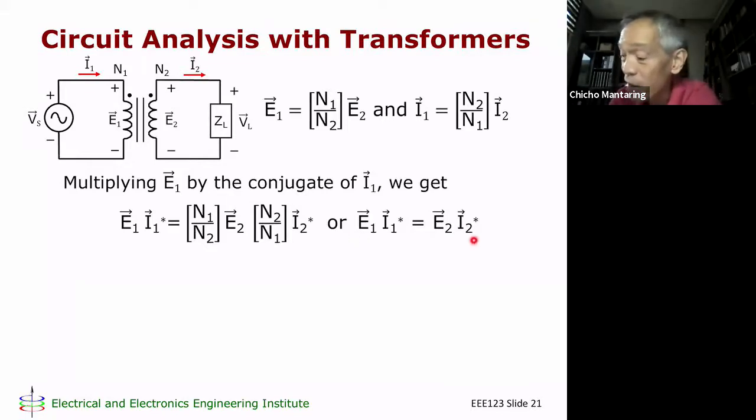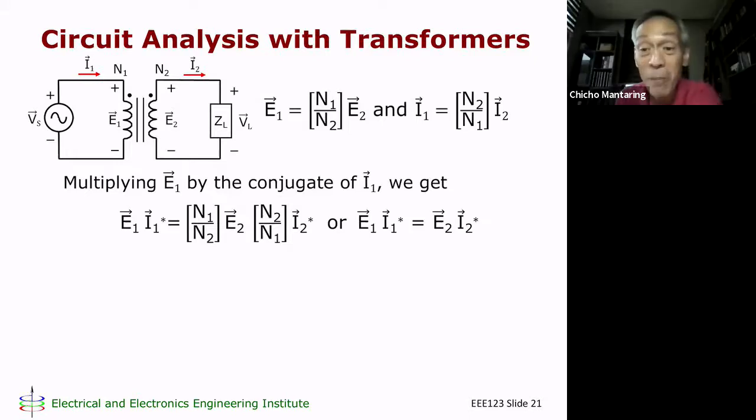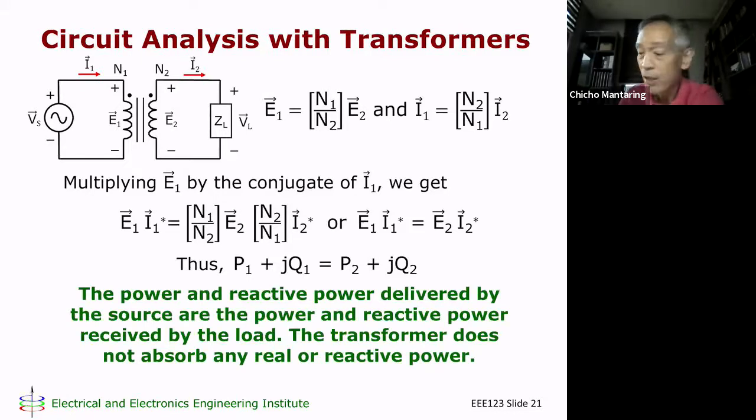What does this mean? First of all, what is E times I conjugate? You recall? What is E times I conjugate? Sir, power. Yes, that's a complex power, to be more precise. When we say power, usually that's just watts. So that's complex power. So this means P1 plus jQ1 is equal to P2 plus jQ2. This is a very important observation. The power and the reactive power delivered by the source is equal to the power and reactive power received by the load.